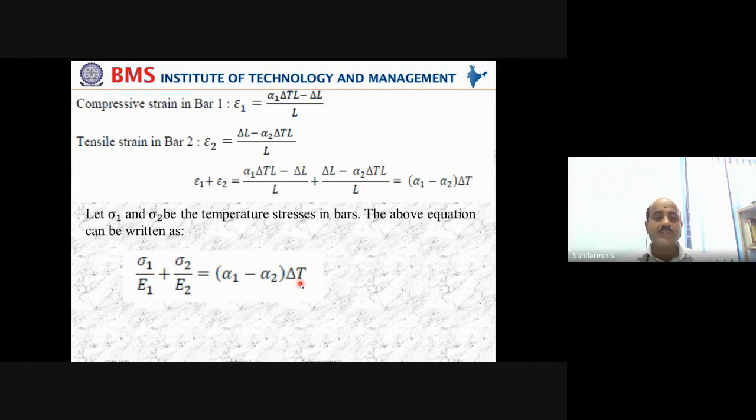Is it clear, my dear students? This expression is a very important conclusion in the analysis of temperature stresses in a composite wall. Any clarification till here? You can ask. Anybody?